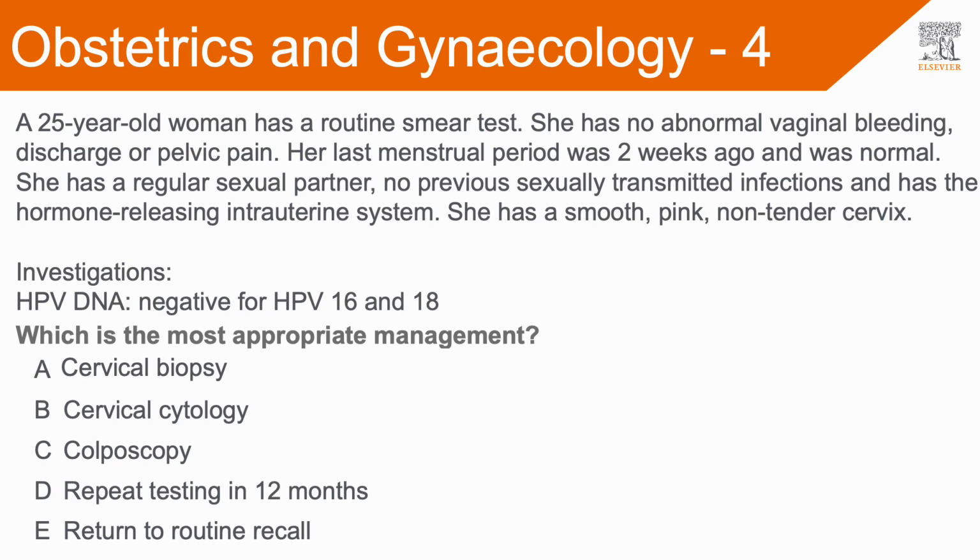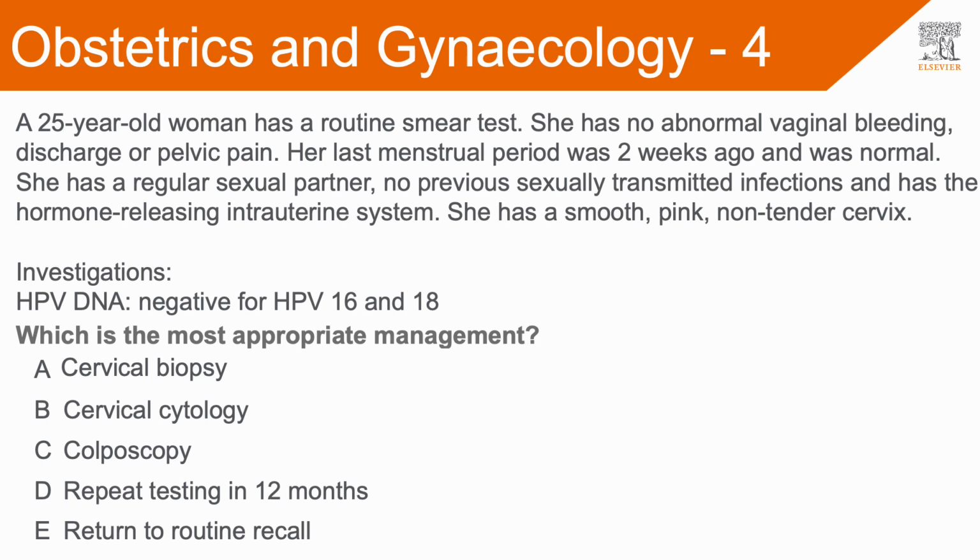Moving on to question 4. A 25-year-old woman has a routine smear test. She has no abnormal vaginal bleeding, discharge, or pelvic pain. Her last menstrual period was 2 weeks ago and was normal. She has a regular sexual partner, no previous sexually transmitted infections, and has the hormone-releasing intrauterine system.